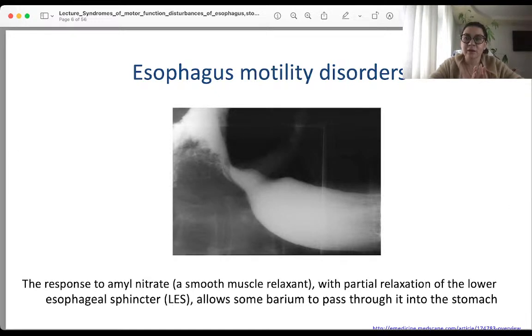And here, X-ray of the same patient with response to amyl nitrite, a drug. It is a smooth muscle relaxant. After we give the patient this relaxant, you see that the narrowing became a little bit wider. It is a reduction of achalasia. Here we see a partial relaxation of the lower esophageal sphincter that allows some barium to pass through into the stomach.